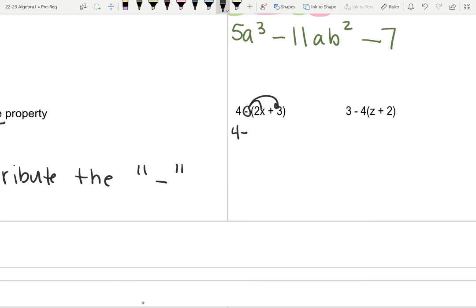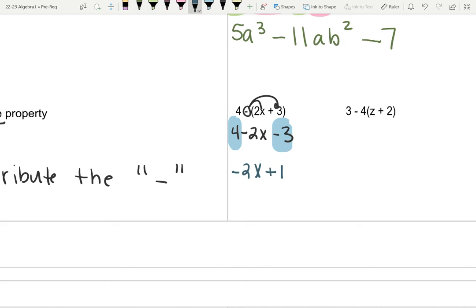So this becomes 4 minus 2x minus 3. And then we can combine 4 with minus 3. And again, in standard form, the letters have to come first. So this would become negative 2x plus 1.